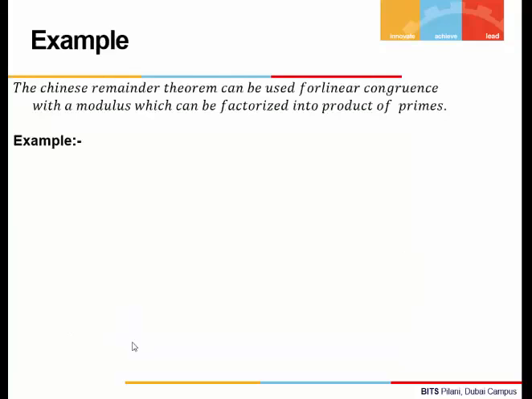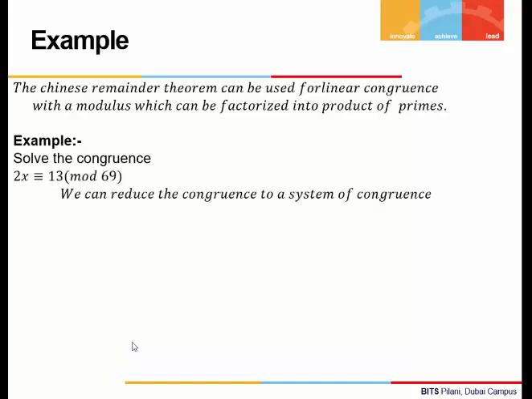The Chinese remainder theorem can also be used for a linear congruence with a modulus which can be factorized into a product of primes. Let's look at an example. Solve 2x is congruent to 13 mod 69. We can reduce the congruence to a system of congruences. As 69 is 3 into 23, we get 2x is congruent to 13 mod 3 and 2x is congruent to 13 mod 23. We have written this single congruence as a system of two congruences.